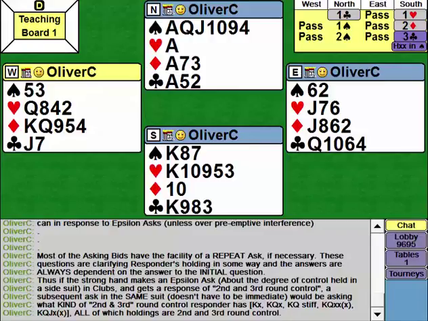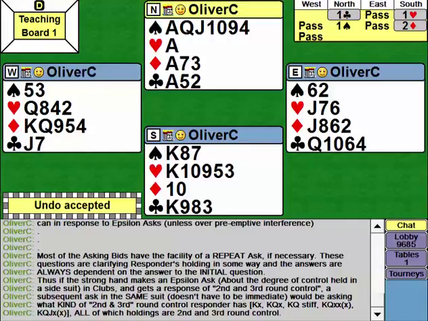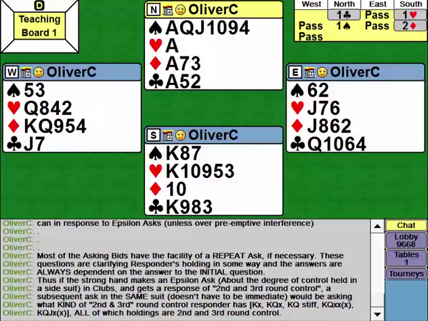Okay, so I'm just going to undo a couple of bids here, because actually, I don't think North would bother with a sigma ask on that hand. But as you'll see a bit later on, we may well end up making repeat asks, particularly Epsilon quite often gets repeat asks, if we want to clarify what kind of control partner is showing.